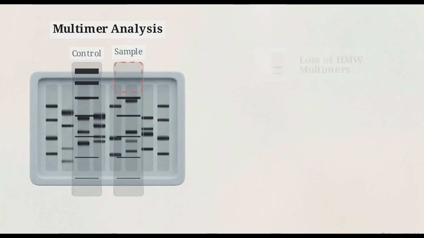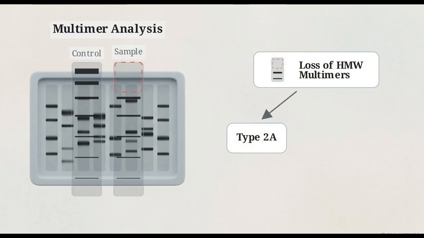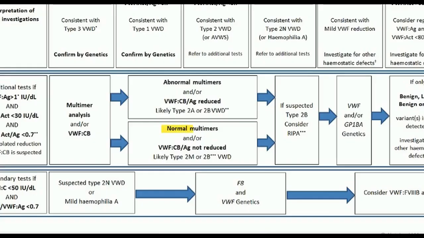We map this specific loss of high molecular weight bands to either type 2A, caused by defective assembly or heightened cleavage by ADAMTS13, or type 2B. Conversely, the normal multimer branch indicates structural integrity that appears visually intact on a gel, but remains functionally dead at the receptor level. This normal multimer presentation is our primary indicator for type 2M.